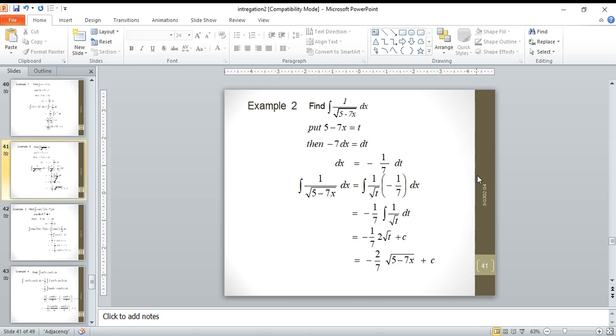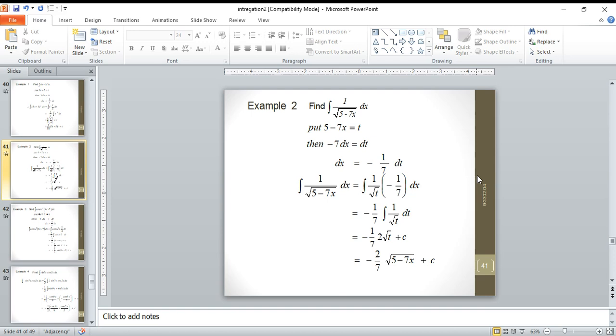Example 2: find integration of 1 by under root of 5 minus 7x dx. Put 5 minus 7x equal to t. Apply derivative on both sides. The derivative of 5 is 0, minus 7 into the derivative of x, which is dx. Minus 7 dx equals the derivative of t, which is dt. So dx equals minus 1 by 7 into dt.